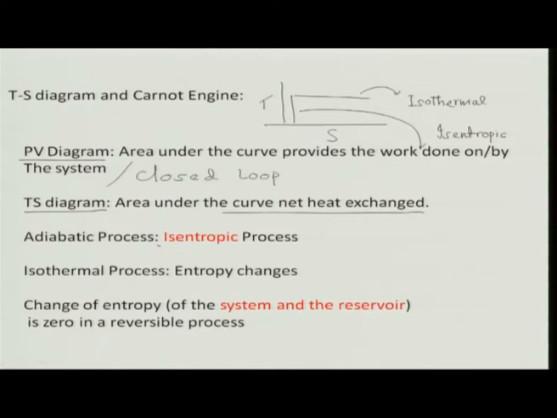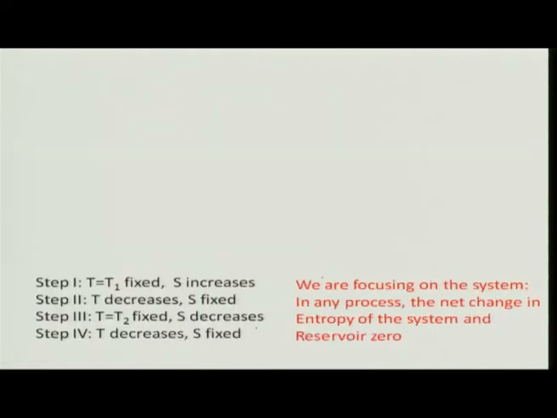I have already told you adiabatic process, isentropic process, isothermal process, entropy changes keeping temperature fixed. Remember, this is very important. Change of entropy of the system and the reservoir both taken together is 0 in a reversible process. So, with this input, we will proceed to the Carnot engine and draw the T-S diagram for a Carnot engine. Let us recall the PV diagram.